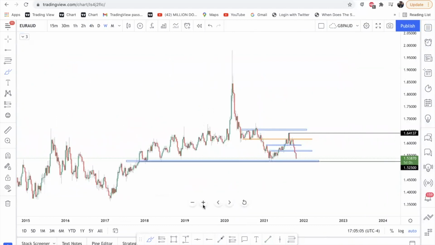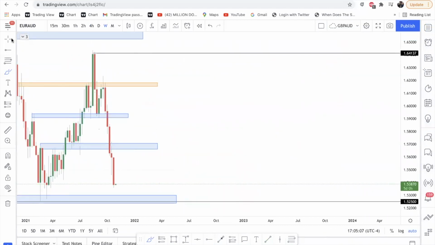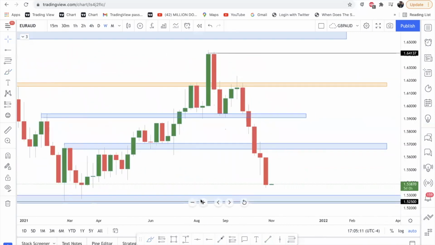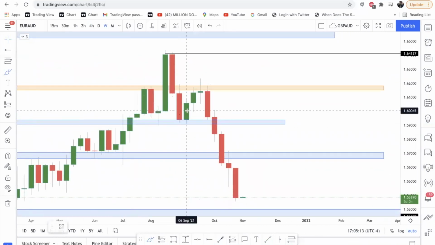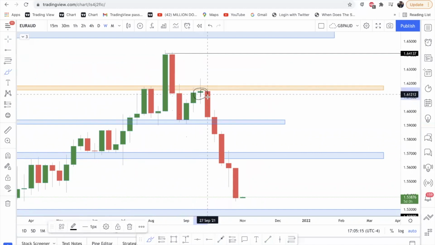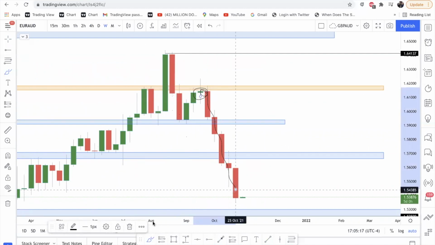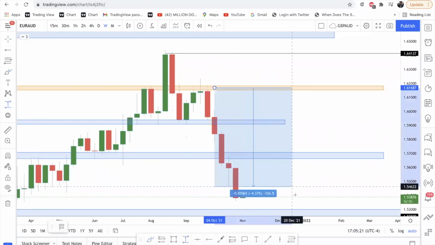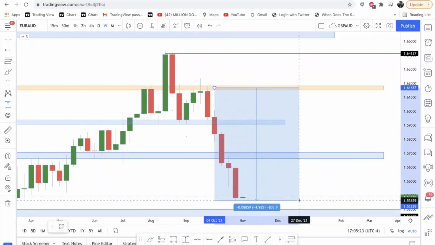Euro AUD. All right, EA continued this move down. And I remember, when I covered EA, I was actually giving out sells way up here on this retest. And you see price just had big moves to the downside from there. All right, dropping over 800 pips.